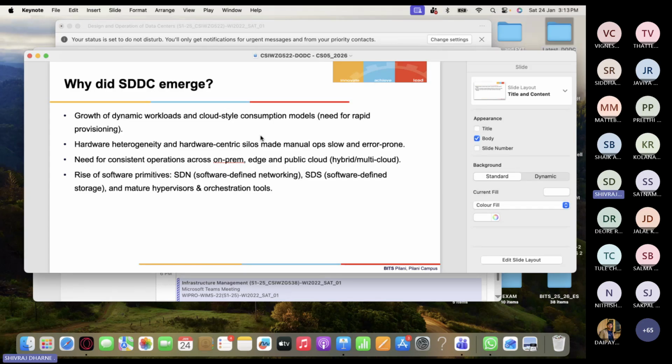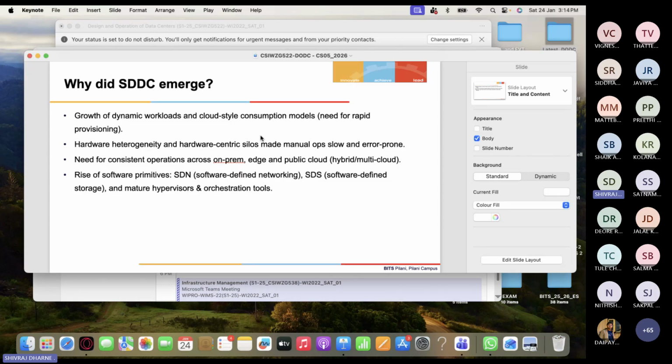So it will use processing, memory, storage, network bandwidth, and for AI and ML kind of applications, GPU, the graphics, depending on how much is used, right? So that is called workloads. Dynamic workloads are there, of different types, different capacity, different amounts of work, right? So we need to have this software defined data center. We have varied needs. Hardware heterogeneity and hardware centric silos made manual operations slow and error prone. That is why we go for software defined data centers.